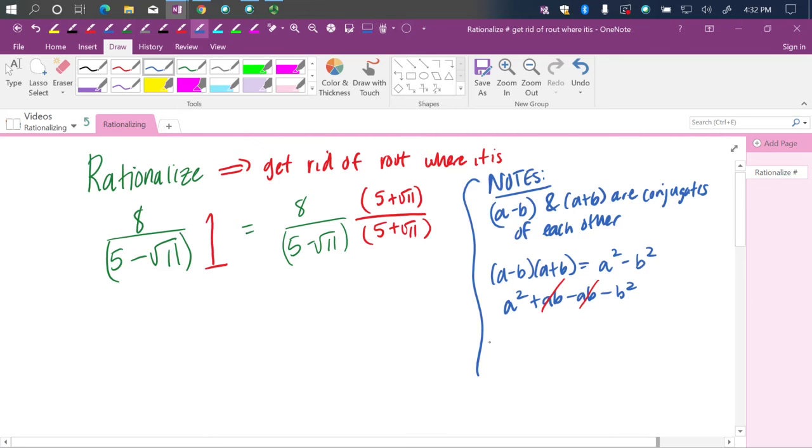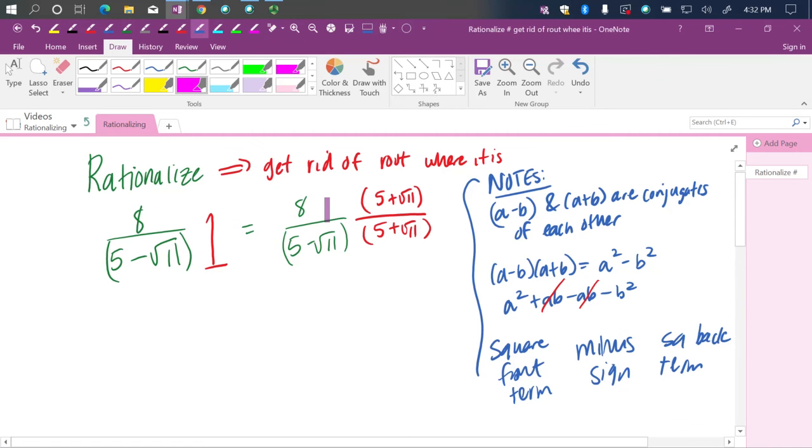Okay, so I'm just going to kind of write that. Square the front term. Write your minus sign, and then square the back term. That's our steps. Okay, so let's do that. We're going to do 8 times 5 plus square root of 11. We're going to distribute. So we get 8 times 5 is 40, plus 8 square root of 11.